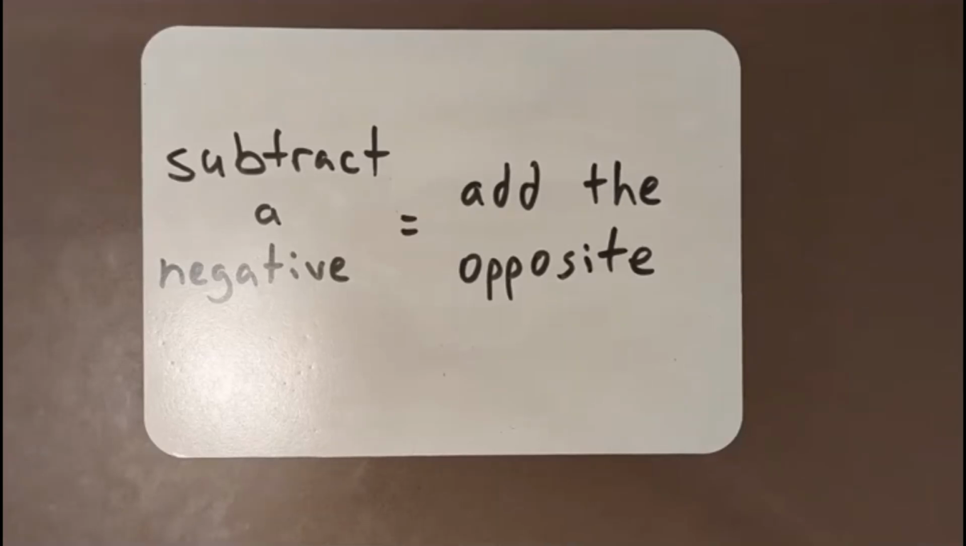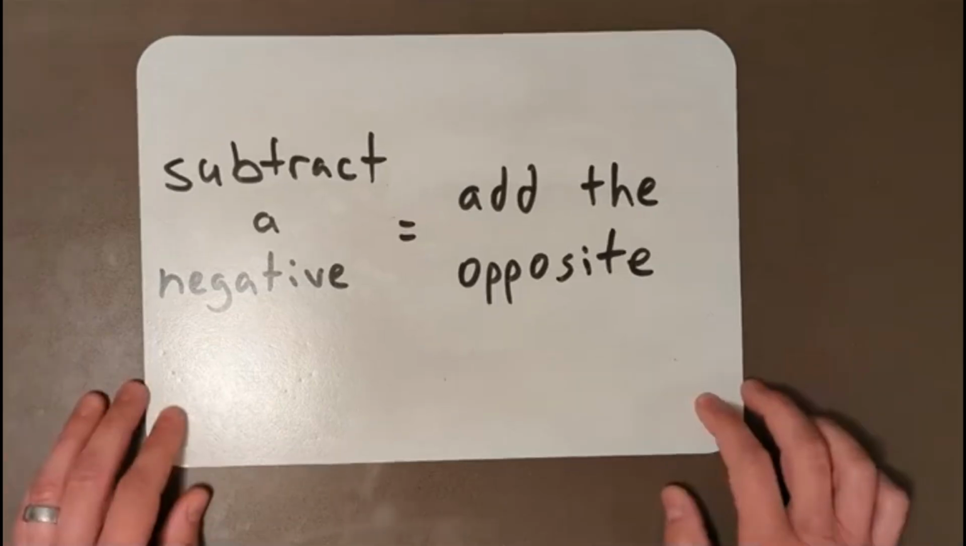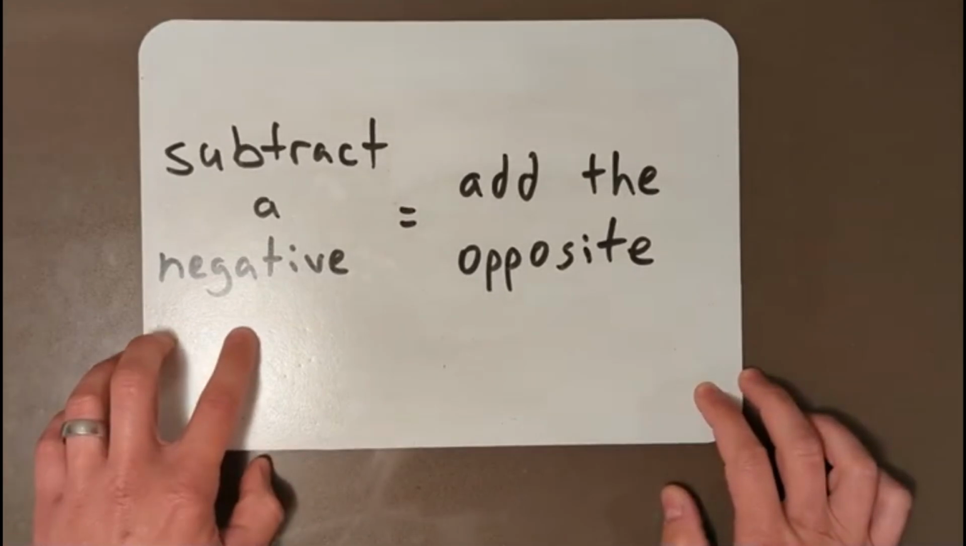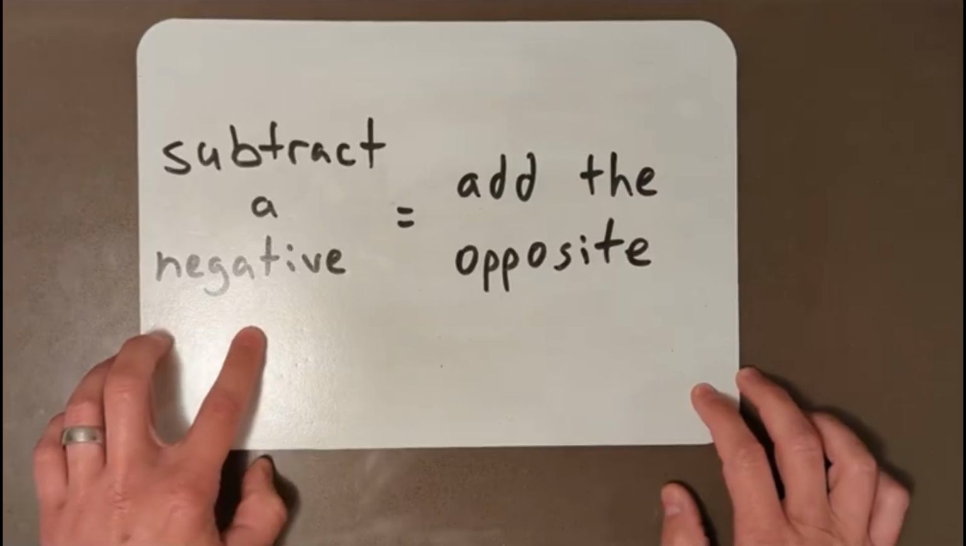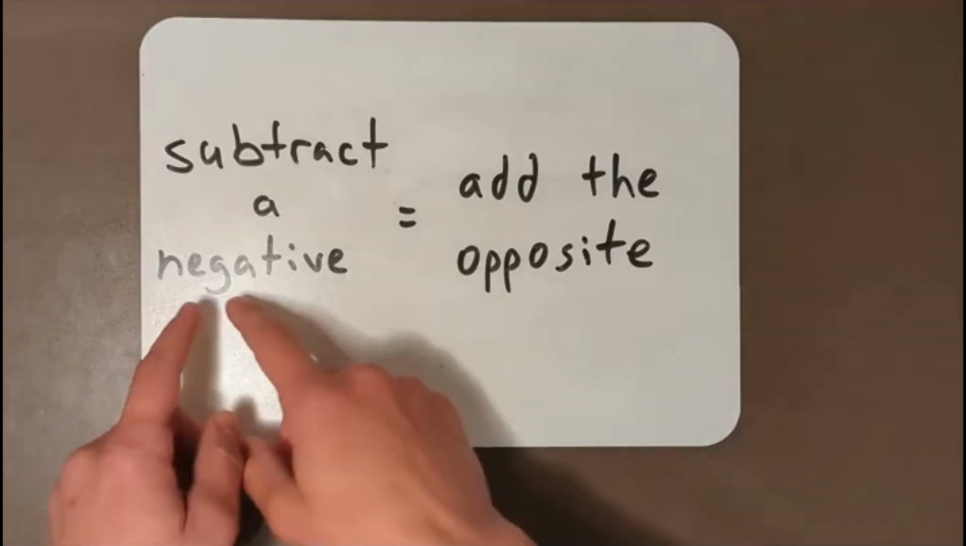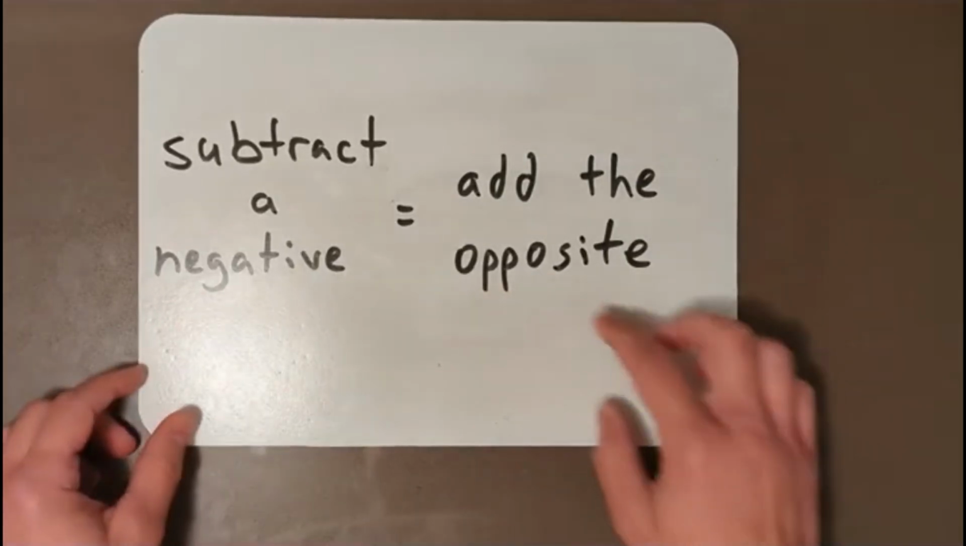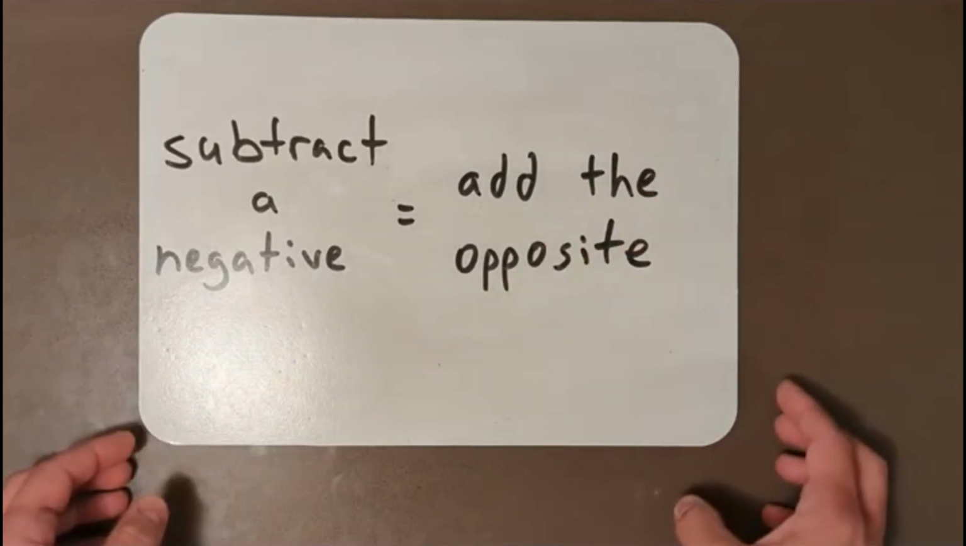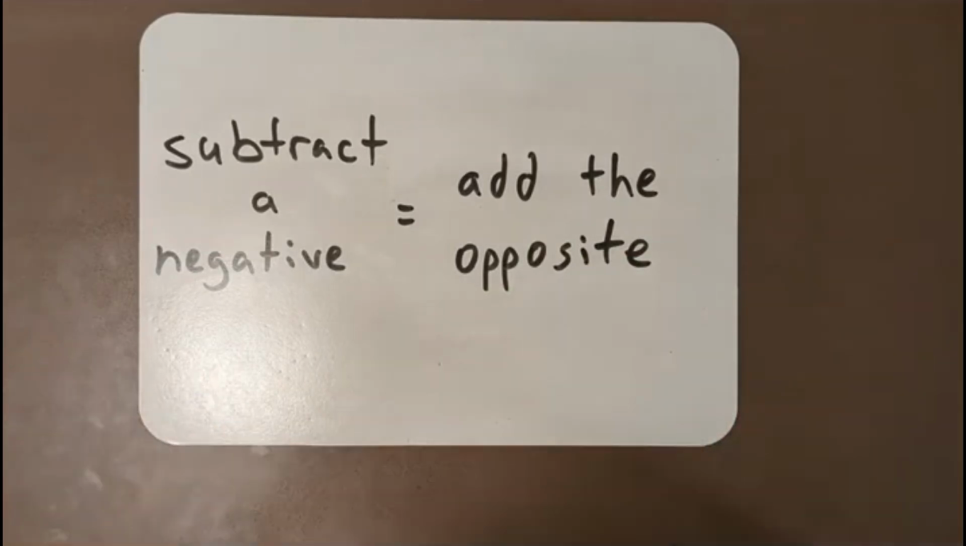In this video, we're going to discuss CRA models for integer subtraction rules. We really just have one main rule for integer subtraction: if we're subtracting a negative, we can think of this as adding the opposite. If we're subtracting a negative, the opposite of that would be a positive, so we're adding a positive instead. We just have two examples we're going to look at for this.